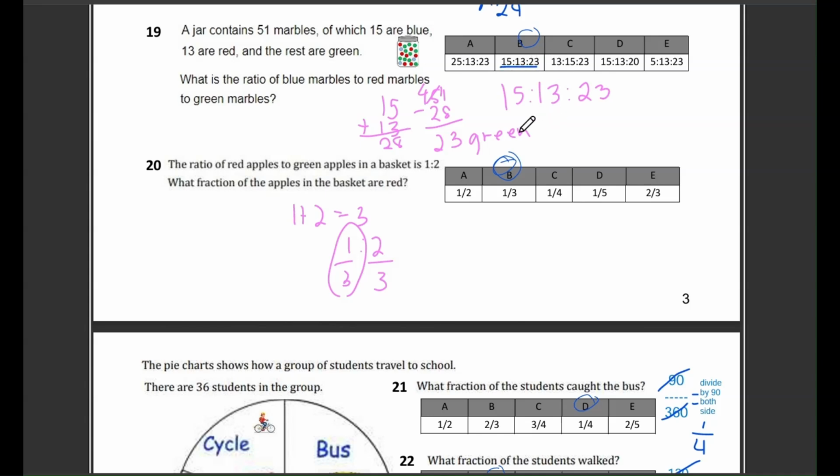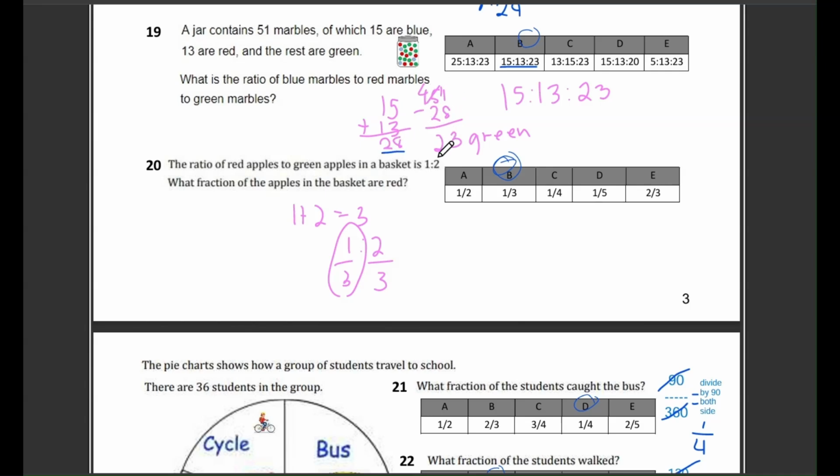So how do we find this answer? Well, first we must find the number of green marbles. We know the total amount of marbles is 51, and that 15 are blue and 13 are red. So we subtract 15 and 13 from 51 to find the amount of green marbles.